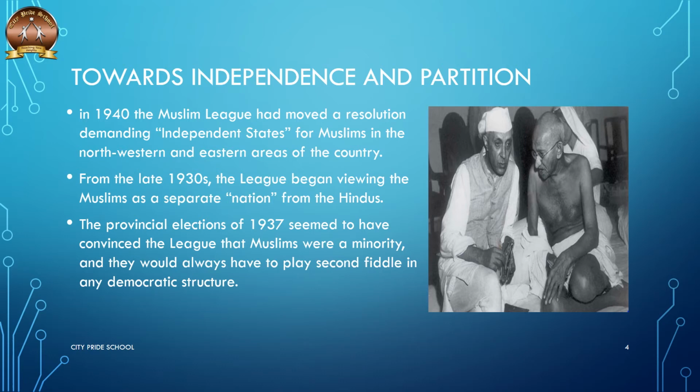Children, now from the late 1930s, the League began viewing the Muslims as a separate nation from the Hindus. Maybe because it had been influenced by the history of tensions between Hindu and Muslim groups in the 1920s and 1930s. And children, more importantly, the provincial elections of 1937 seemed to have convinced the League that Muslims were in a minority, and they would always have to play second fiddle in any democratic structure.